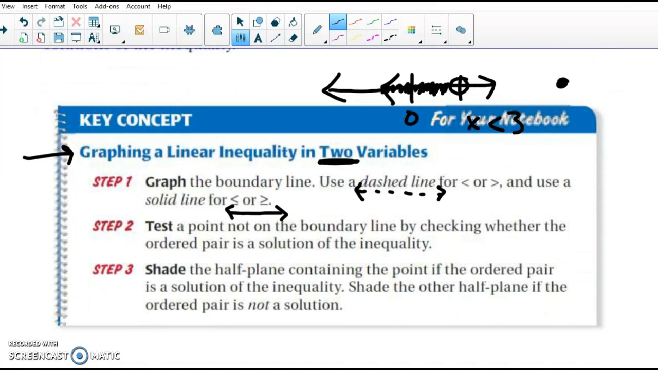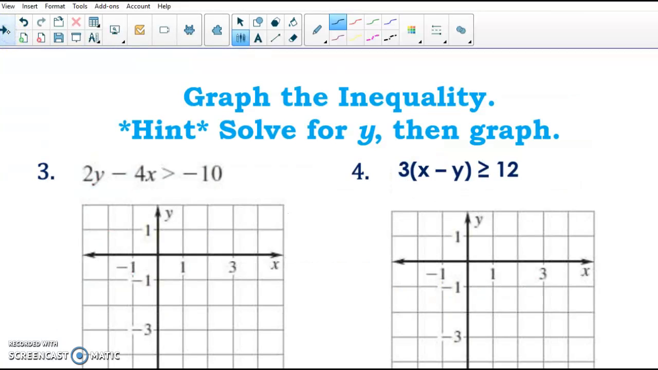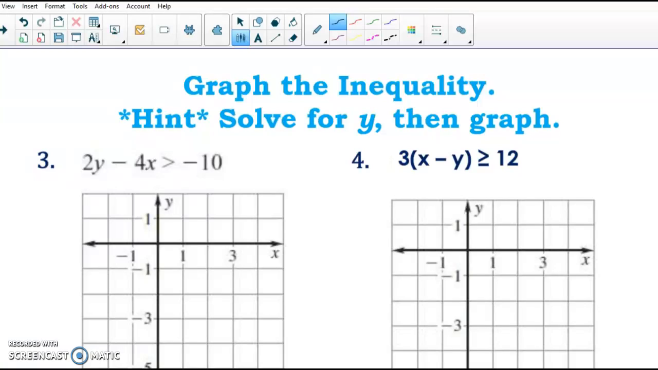If that point is a solution, then I'm going to shade that half plane containing that point. If the point I test is not a solution, then I'm going to shade the other half plane. And again, this will start to make a lot of sense as we look at an example. So let's check it out.